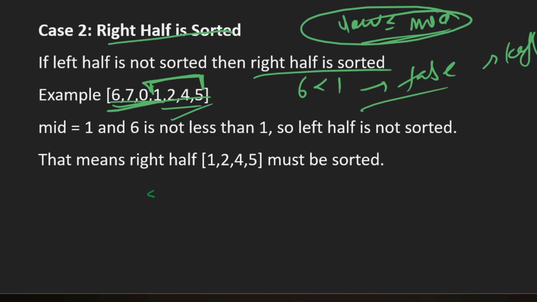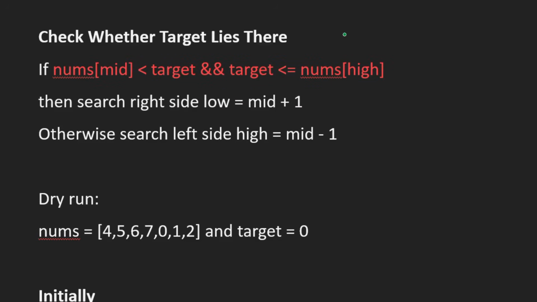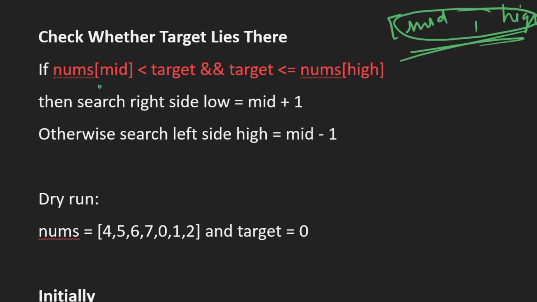Now we have a sorted half. Now we try to find the target in the sorted half, whether the target lies in the sorted half or not. Here our range is from mid to high. So we try to find the target between this range, that is, whether the target is greater than nums of mid or not, and whether the target is less than or equal to nums of high or not. If the target lies in this range, that means the target is present in the right half.